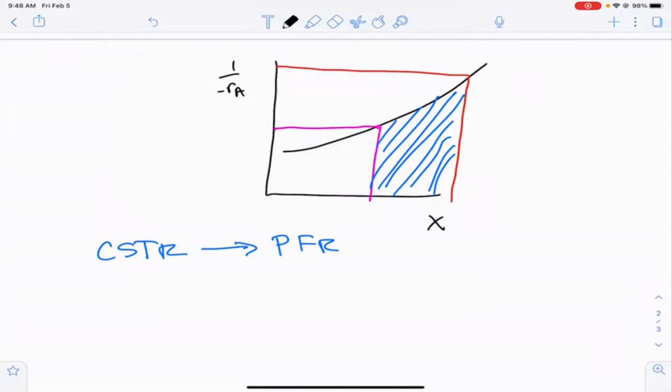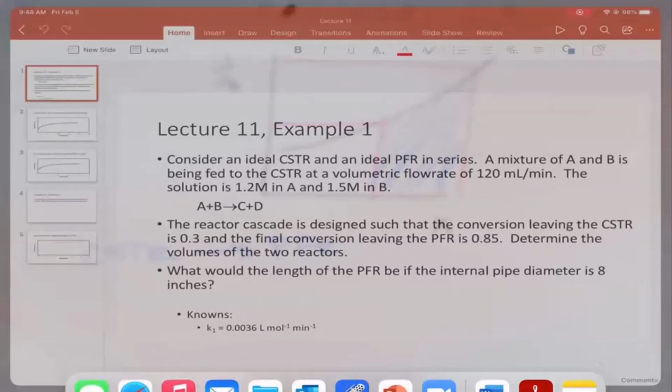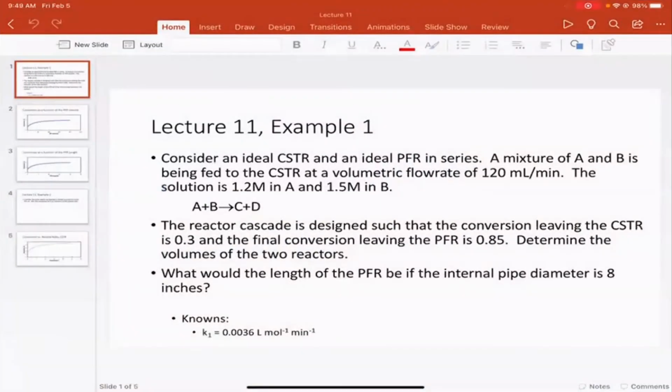So what I would like to do is to solve a problem where we look at a CSTR as an initial reactor to increase the conversion, and then we have a plug flow reactor that takes it to the final conversion that we're interested in. And here's the problem statement for that.